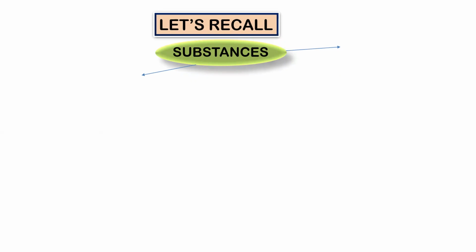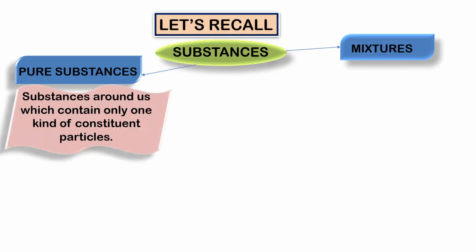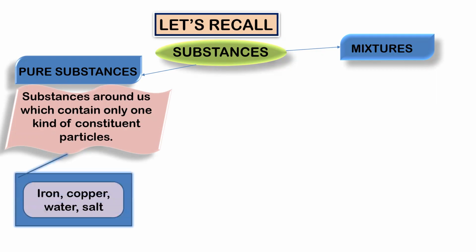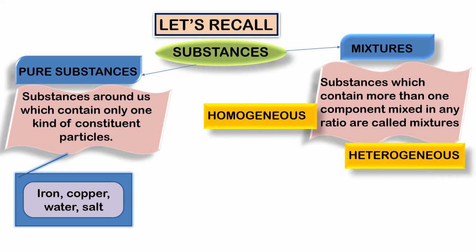First of all, let's recall what we learned in the previous classes. We learned about pure substances, mixtures and impure substances. Substances around us which contain only one kind of constituent particles are known as pure substances. I won't go through it thoroughly because it's all recorded in the previous class and it's very easy. Examples are iron, copper, water, and salt. Impure substances are the opposite of pure substances, and mixtures are substances which contain more than one component mixed in any ratio. Now we'll see homogeneous and heterogeneous.